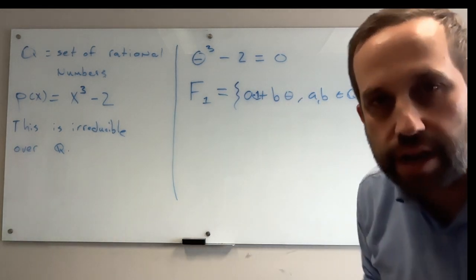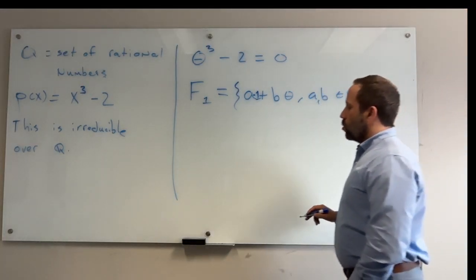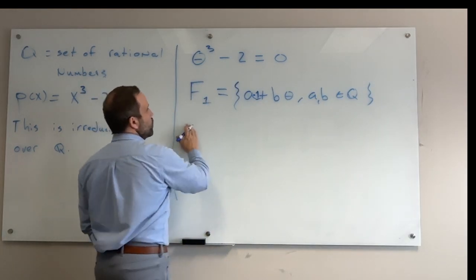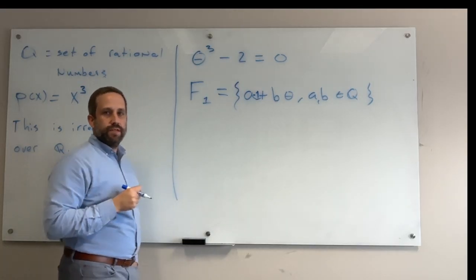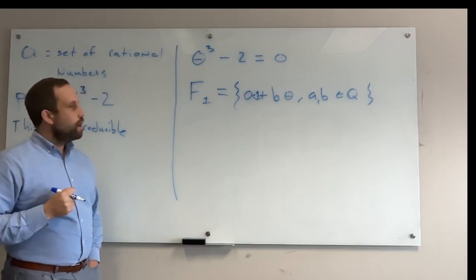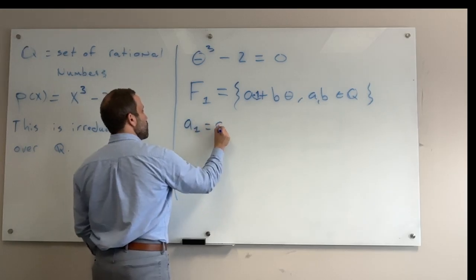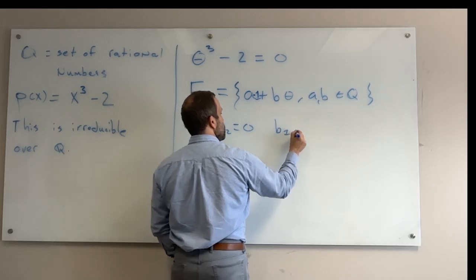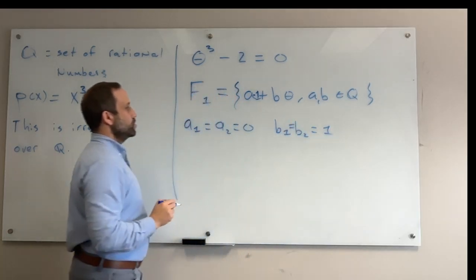Okay, I want to make sure that everything is showing up well. Okay, so why is this not a field? Well, let's just look at a very simple case. You could look at (a1 plus b1 theta) times (a2 plus b2 theta) to get something more complicated. But let's look at the very simple case where a1 equals a2, and they're 0, and b1 and b2 are both equal to 1.